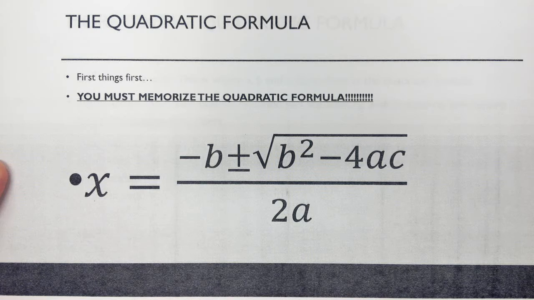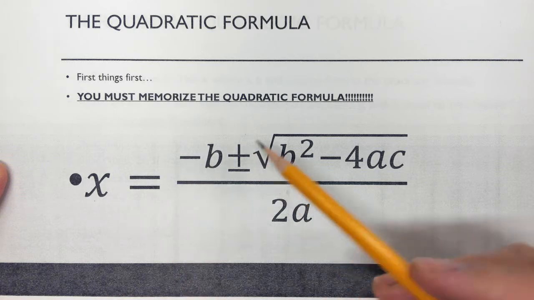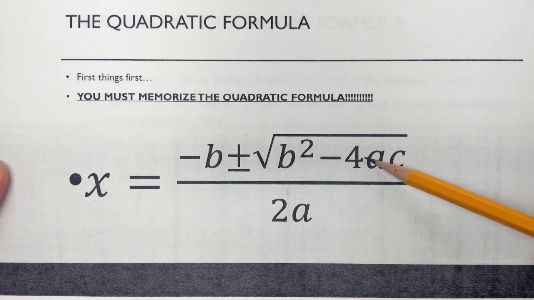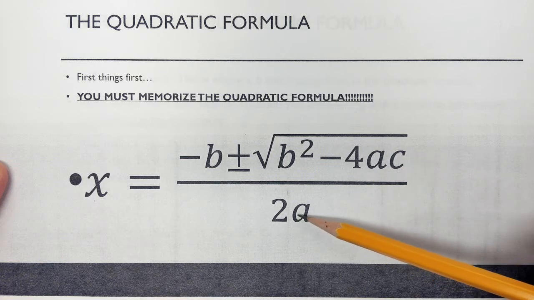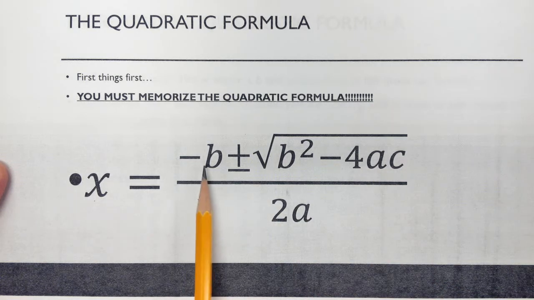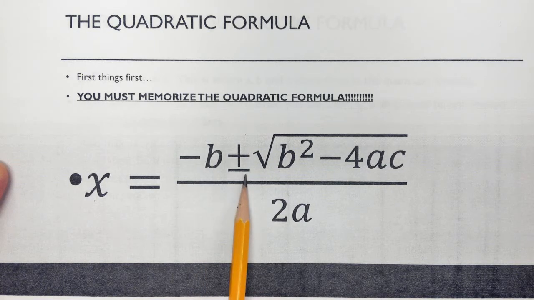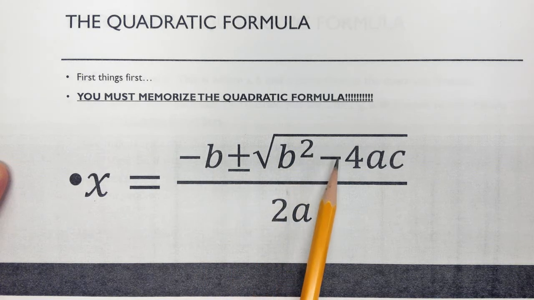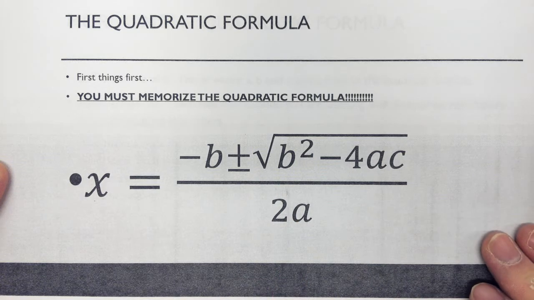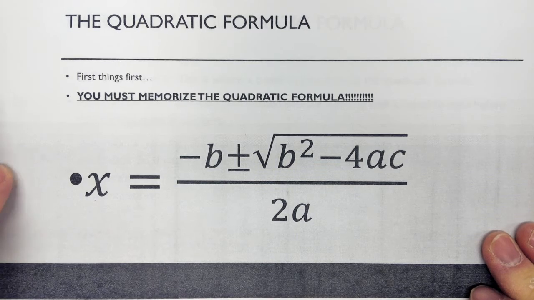That being said, the quadratic formula is x equals negative b plus or minus the square root of b squared minus 4ac all over 2a. Okay? That's negative b plus or minus the square root of b squared minus 4ac all over 2a. Memorize it. Do whatever you have to do to get this thing memorized. It's very important.